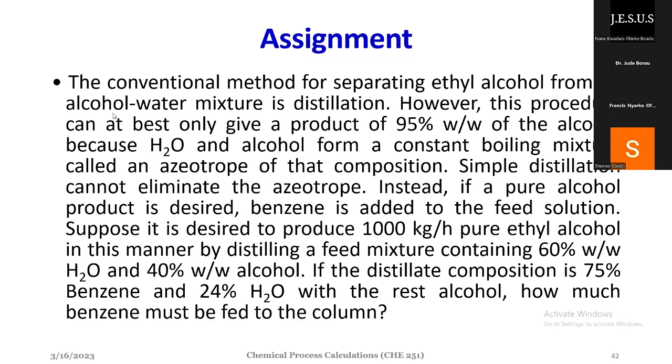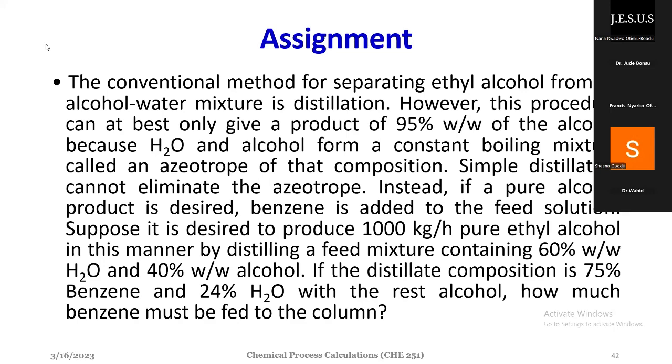Now with the question, you realize that we can't achieve a pure alcohol just by distilling. If you want to achieve a pure alcohol stream from the water, then you need to add benzene to the feed solution before you can achieve a pure alcohol. And the question is saying that when you add the benzene to the feed and then do your separation, you are going to produce 1000 kg per hour of your pure alcohol.